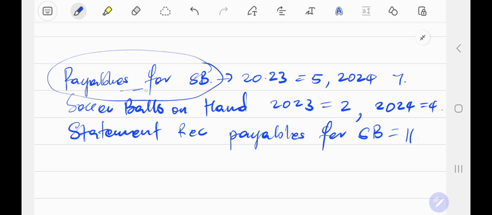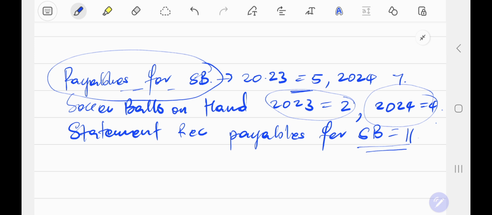Why? Because you have payables for soccer balls. This will be given as part of the balances, or it's going to be in the statement of financial position. And then even the soccer balls on hand as well will be given either on the statement of financial position or on the list of balances or in the additional information. And then this will come from the statement of receipts and payments, right?